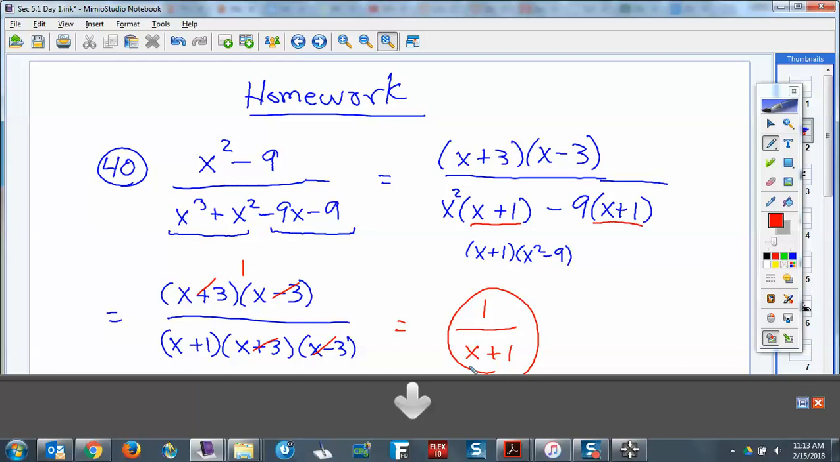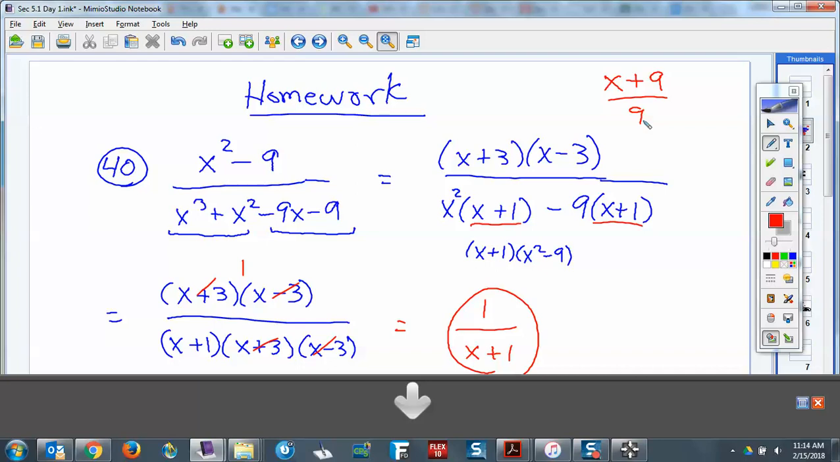While we're talking about canceling, let's review some of the major pitfalls of canceling that you're not allowed to do. For example, if I have x plus 9 divided by 9, can I cancel those 9s? No, you can only cancel common factors.